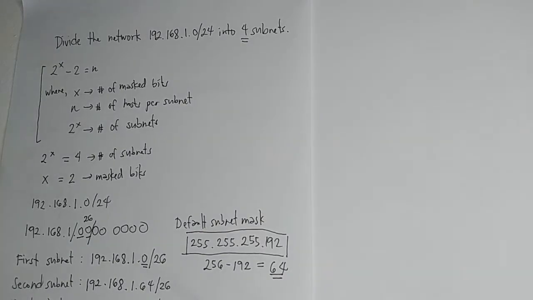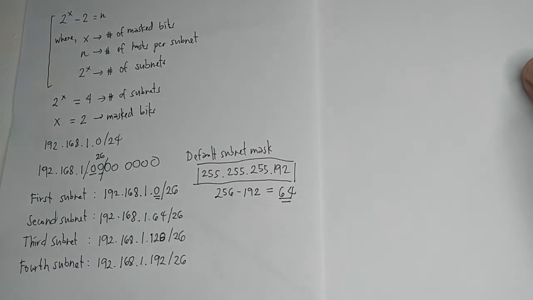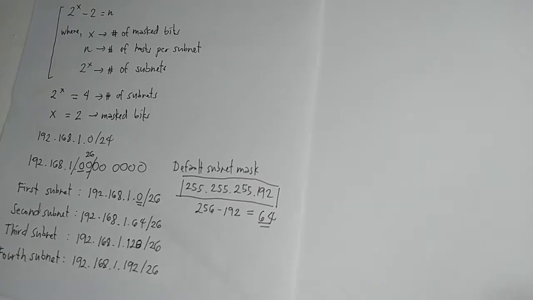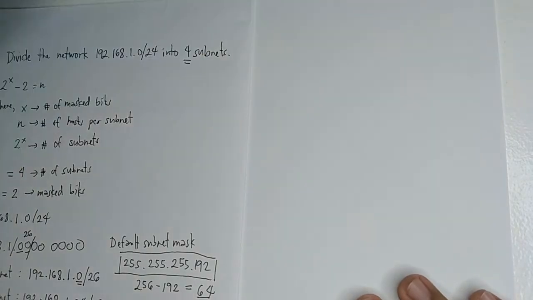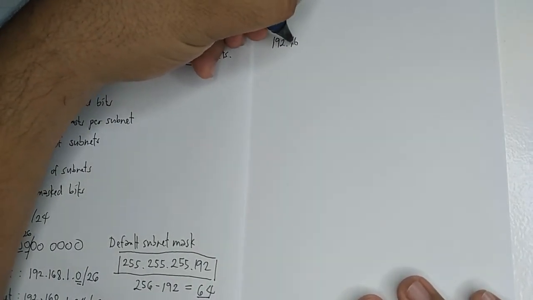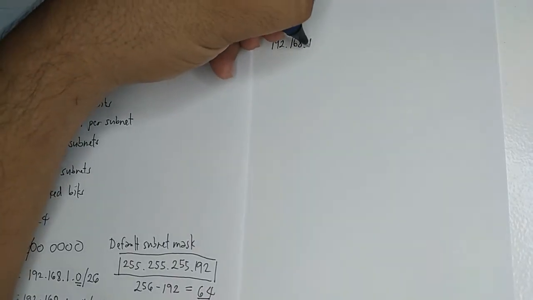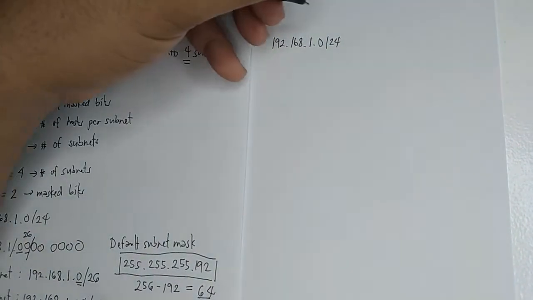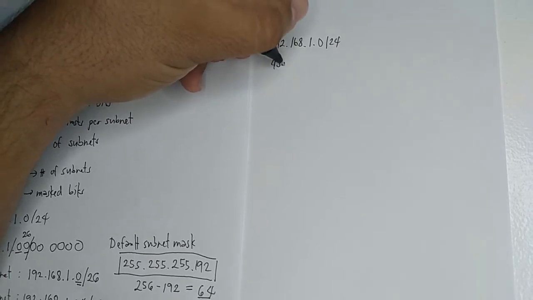Alright, so we previously calculated the different subnets of the network 192.168.1.0/24. In this example we were asked to have 4 subnets, and we already have the different subnets using the formula 2 raised to x minus 2 equal to n. Now, let us try another way to do this. We have the given address 192.168.1.0/24. Divide this into 4 subnets.